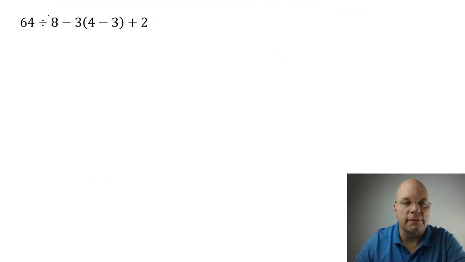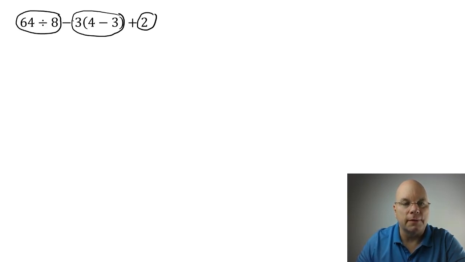Let's consider how many terms we have in this expression. Terms are separated by addition and subtraction. I see subtraction here, and I see addition here. The subtraction here occurs in parentheses, so that's a subterm, so we'll just consider this whole thing one term, and this is a term, and this is a term.